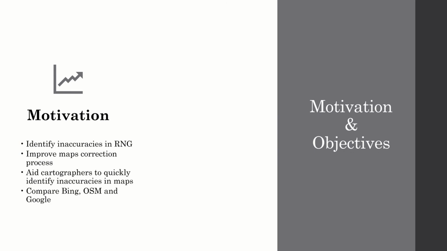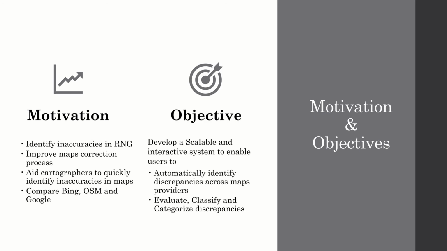Our work is motivated by the need to identify inaccuracies in road network graphs and improve the maps correction process by aiding cartographers to quickly detect discrepancies among different map service providers. Our research focuses on comparing three major global map service providers: Bing, OpenStreetMap or OSM, and Google. To this extent, we propose a scalable and interactive comparison-based system to enable users to automatically detect discrepancies across maps providers and to evaluate, classify, and categorize the identified discrepancies using automation and visual inspection.